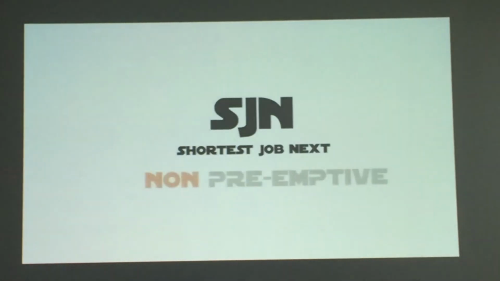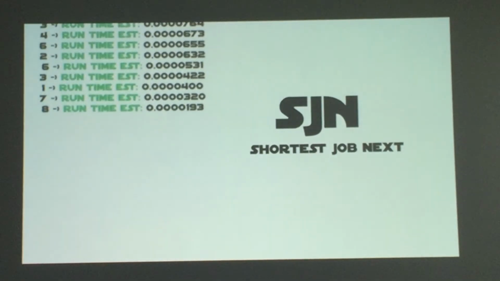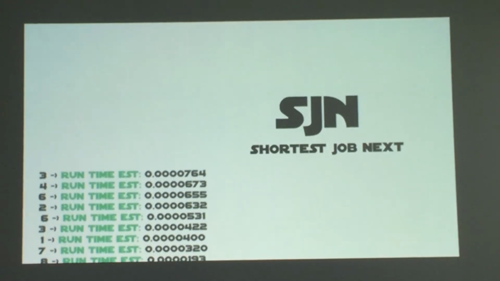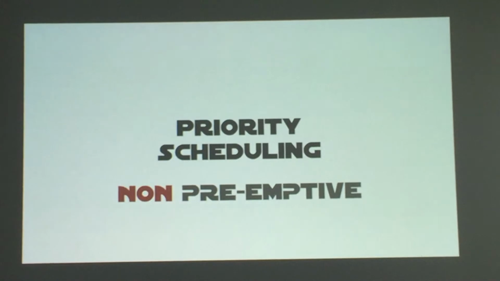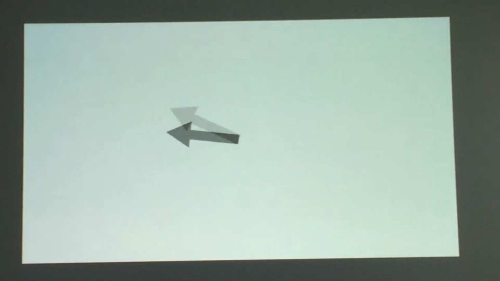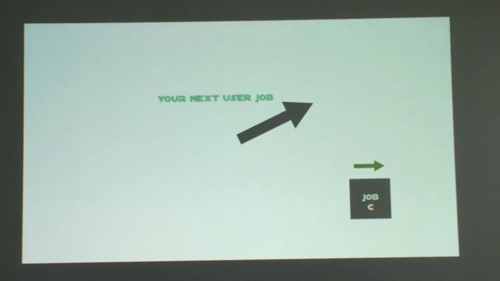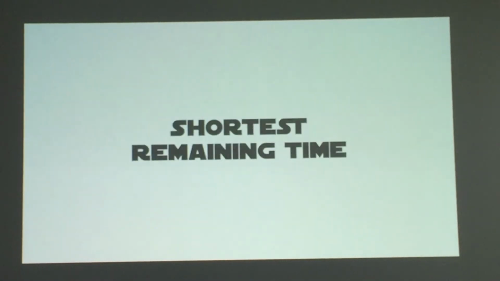SJN, or shortest job next, is also non-preemptive, and as the name suggests, runs the smallest jobs first. In order to function, it needs jobs to exist in the queue and have accurate runtime estimates of the jobs. Priority scheduling is another example of a non-preemptive algorithm and places priority to certain jobs based on precedence. So admin jobs would be ruled over basic user jobs. It also takes into consideration the resources that are required and how long it has spent in the queue.